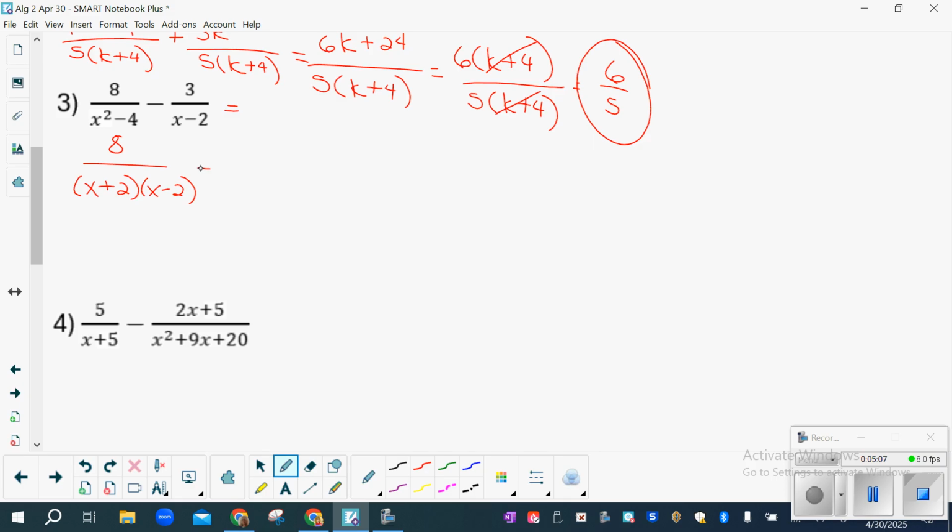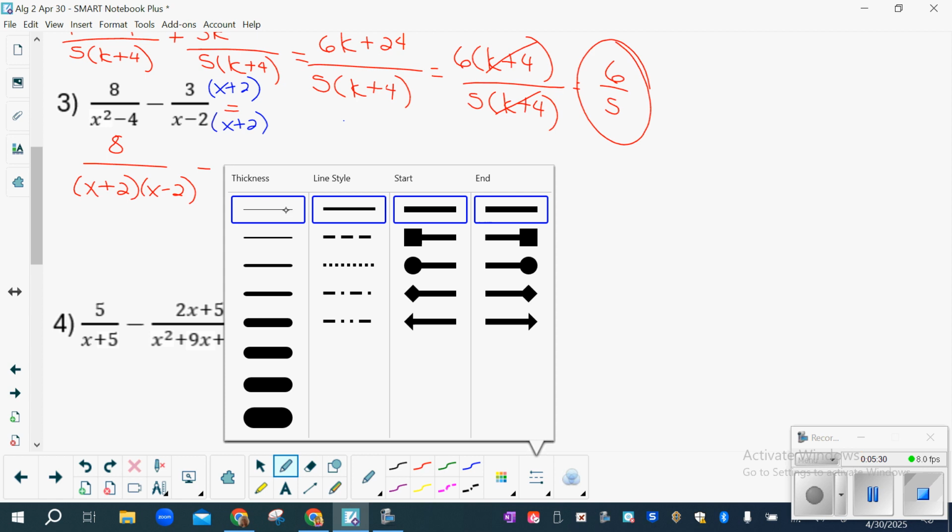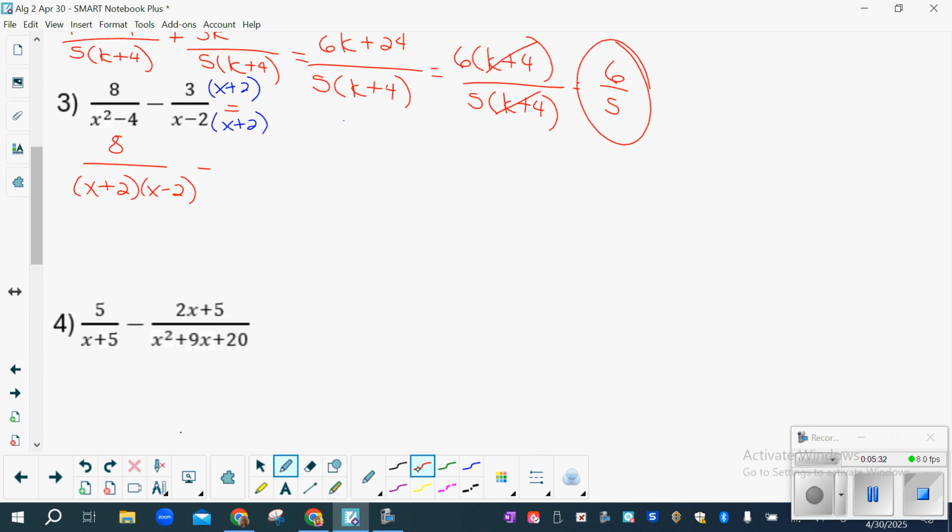So now, same group, what is in this denominator that's not in this one? X plus 2. So we want to multiply the numerator and denominator of this one by x plus 2. Does that make sense? So I'm going to go ahead and distribute, and I get 3x plus 6 over x minus 2 times x plus 2.